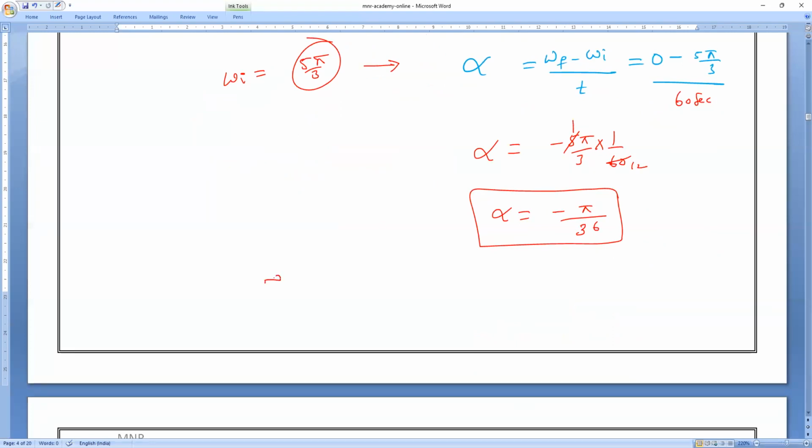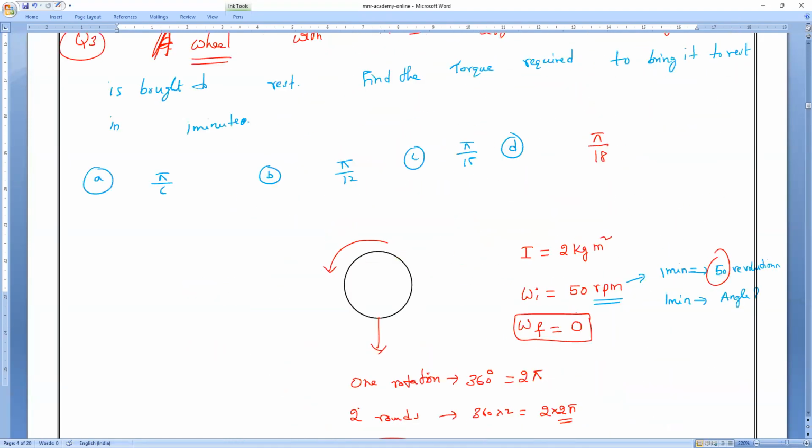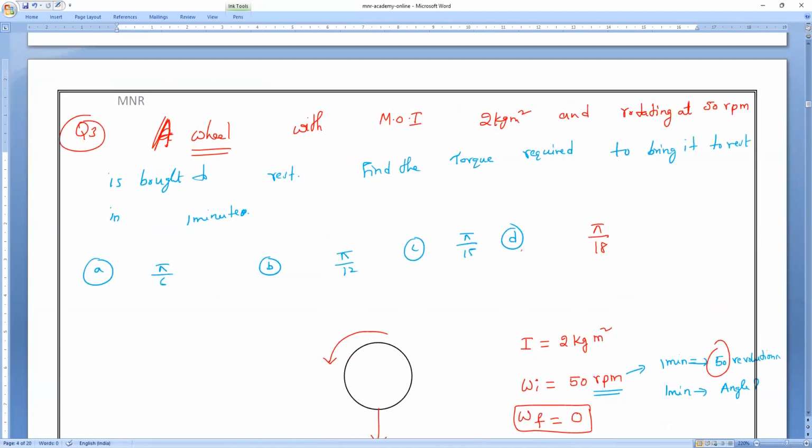Now you can make it. So tau is equal to I alpha. What is the I value? I value is 2, given in the question. 5 pi divided by 36, so 2 ones are 2, 18s are. So what is the required torque, everybody? Minus 5 pi by 18. It is ready to stop, that is why it is negative. So what is the correct answer? 5 pi by 18. Solve it.